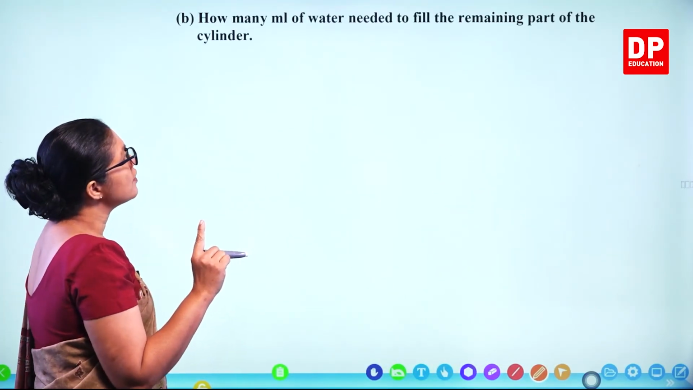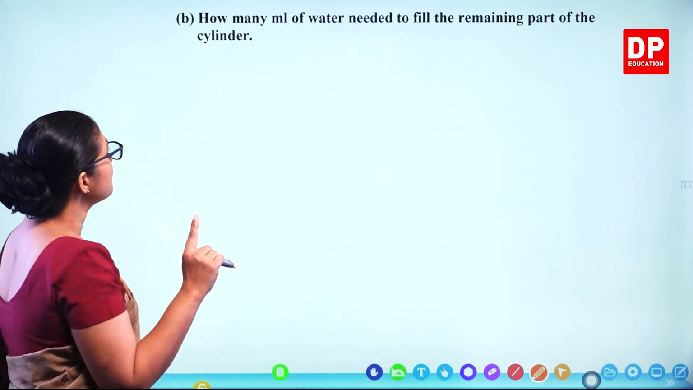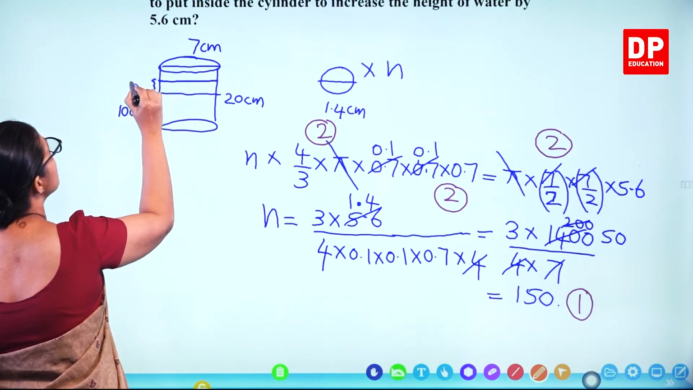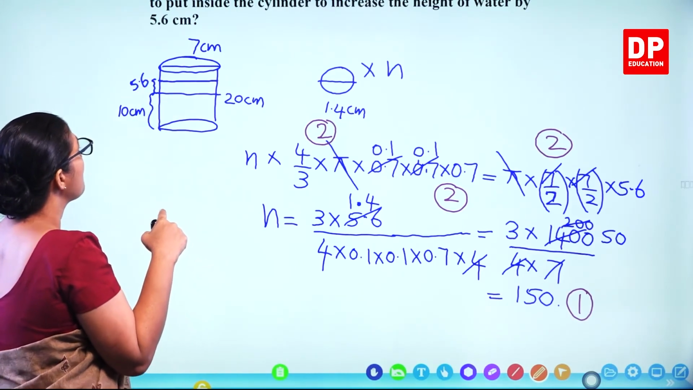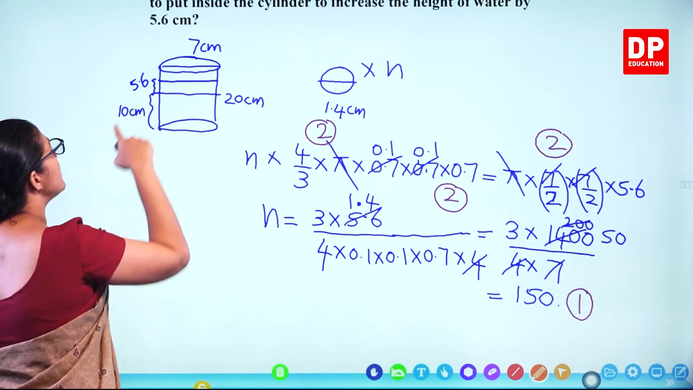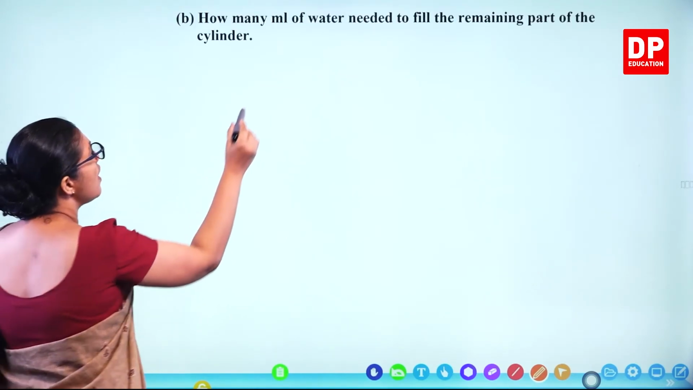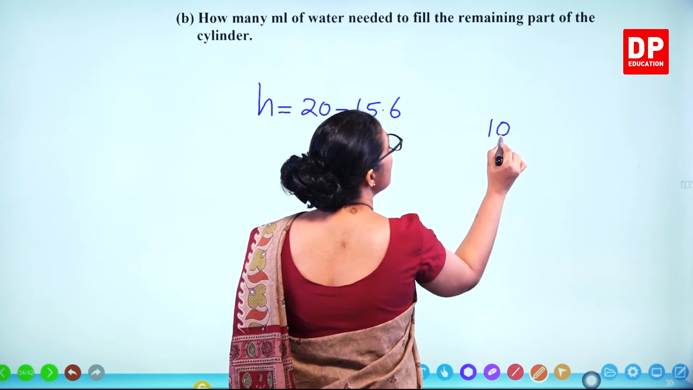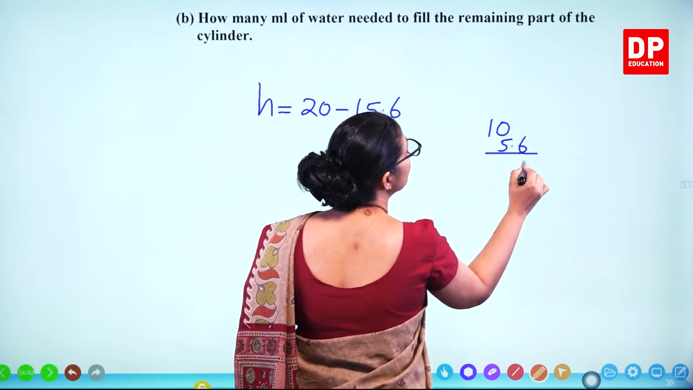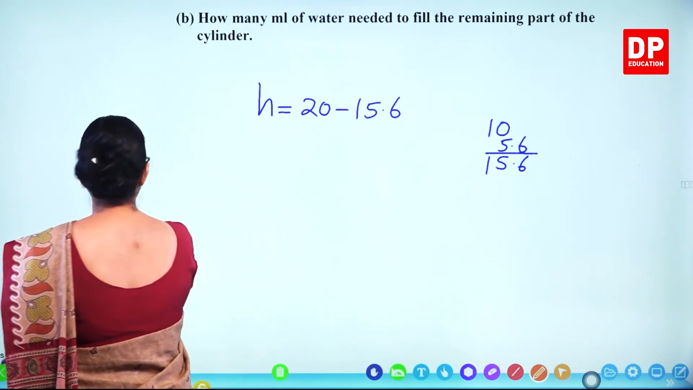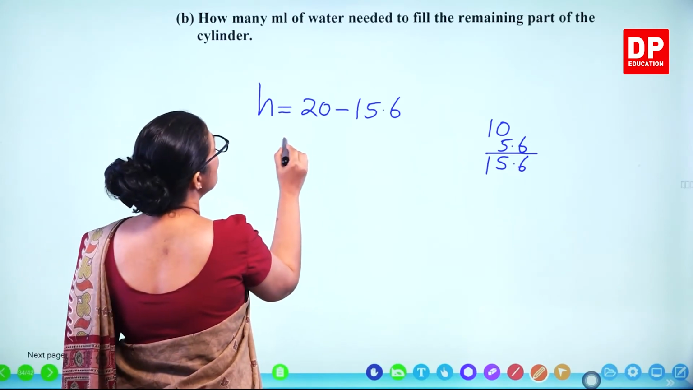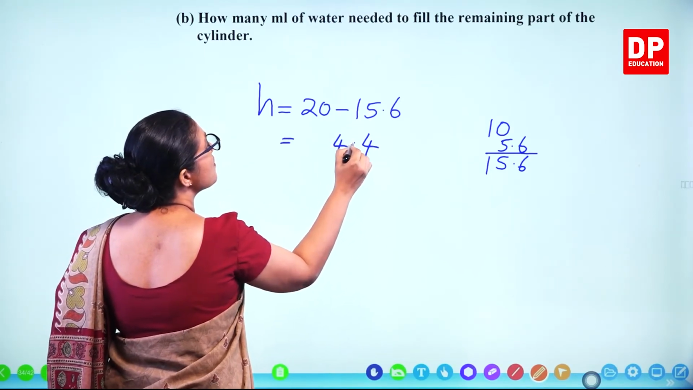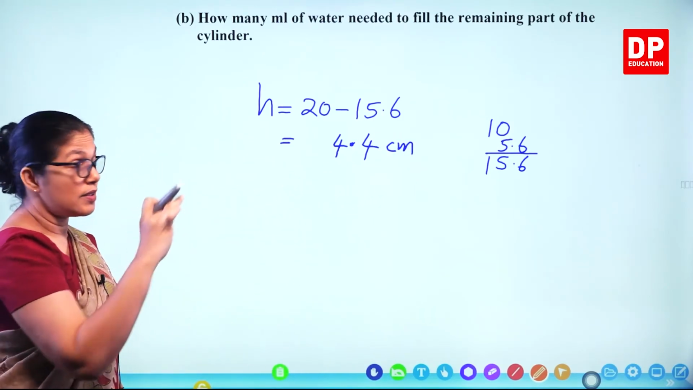Part B, how many milliliters of water are needed to fill the remaining part of the cylinder? Remaining part. So now it's increased by another 5.6. So what's the other height now? The whole thing is 20. 10 and 5.6, 15.6. So we can find out the remaining height is 20 minus 15.6. That's 10 and 5.6. So here you get 4.4. That means 4.4 centimeter is the height of water we need.